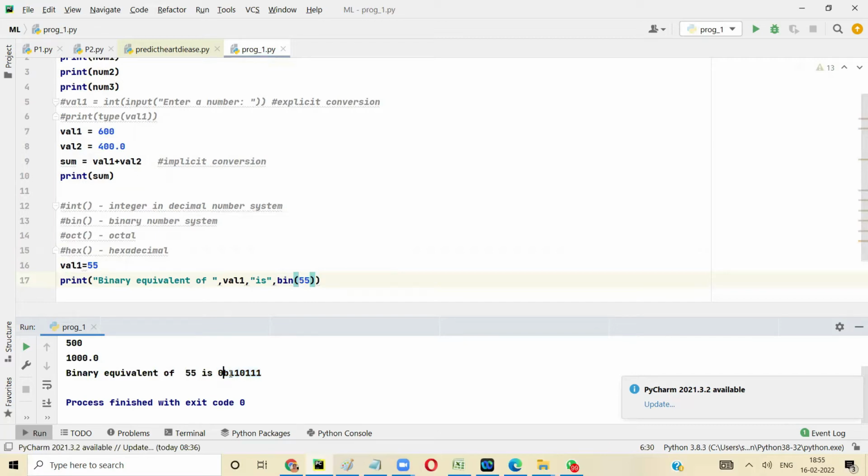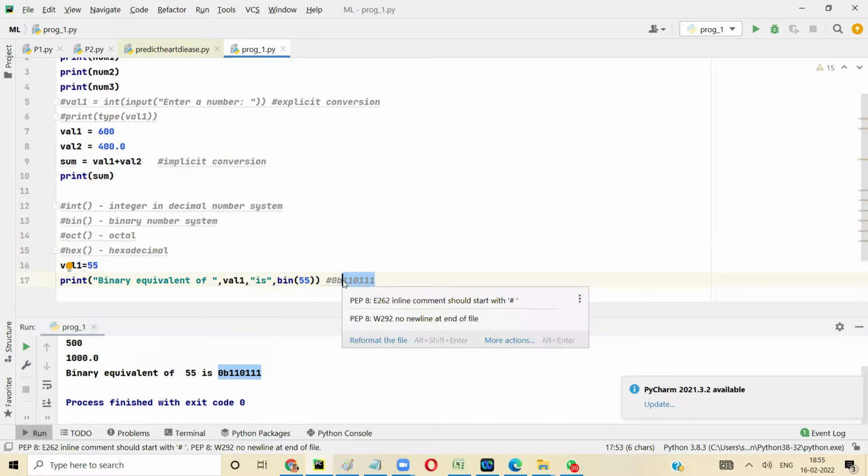0b, okay, 0b is notation. Let's say we have 500. If there's nothing in front of 500, that means it is our number system, which is the decimal number system. But when you see 0b, it means that you're talking about the binary number system, right? So 0b indicates the binary number system, and that's how you can differentiate whether it's a decimal, binary, hexa or octal system. So the number after 0b is the actual value of 55.